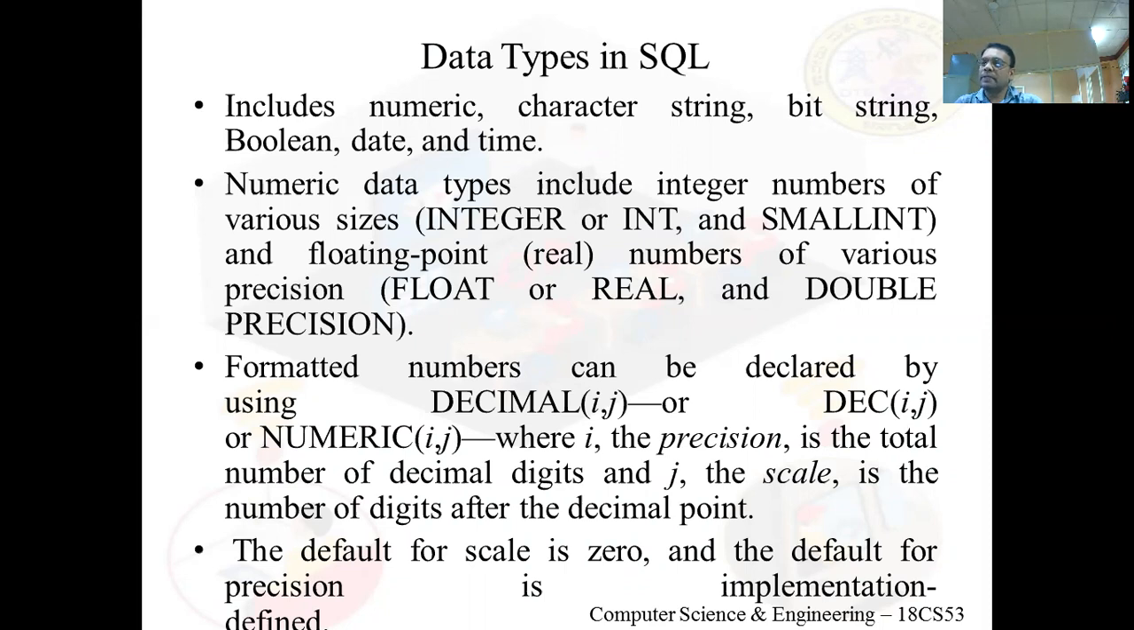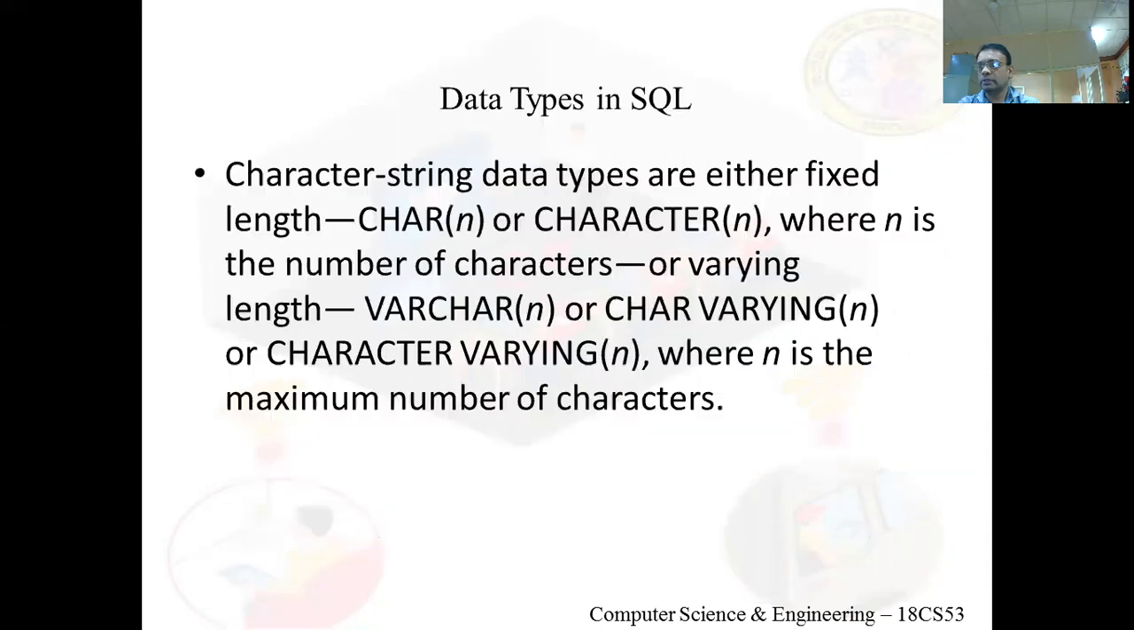The formatted numbers can be represented using decimal I comma j, where I gives the precision and j is the scale. Decimal of 10 comma 5 means precision is 10, scale is 5. After the decimal point, 5 digits are allowed. J is nothing but the scale, which is the number of digits after the decimal point. The default for scale is 0 and the default for precision is implementation defined.